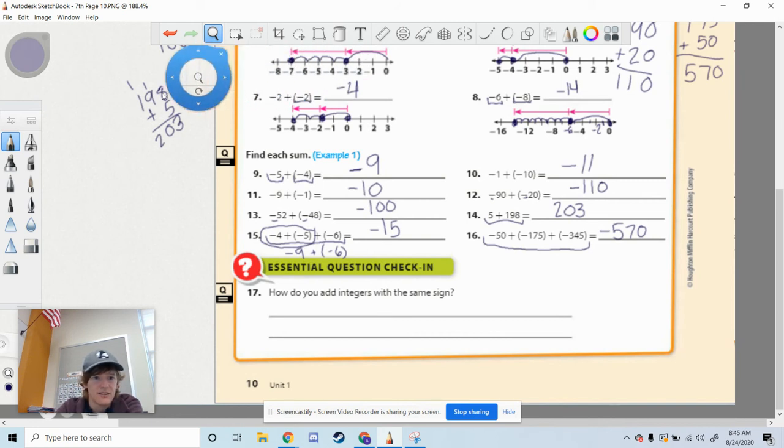Number 17. I'd like you in your own words to describe how do you add integers with the same sign. Okay? So if I were to ask you, what did we do on number 9? I would expect you to be able to tell me in words, in writing, how you would solve something like that. Okay? So that's where I'm going to leave us off. I'm not going to do number 17.